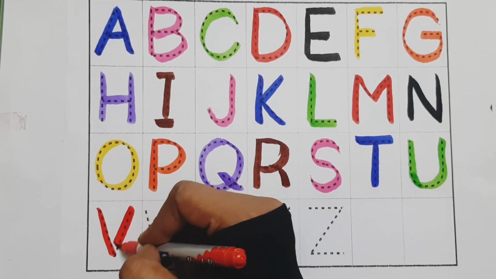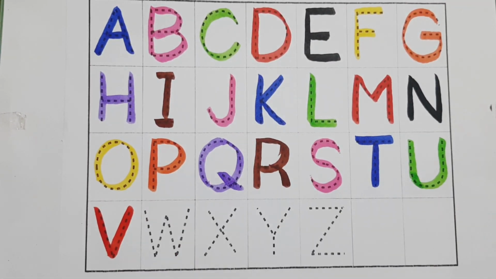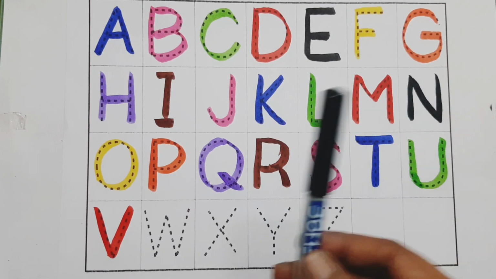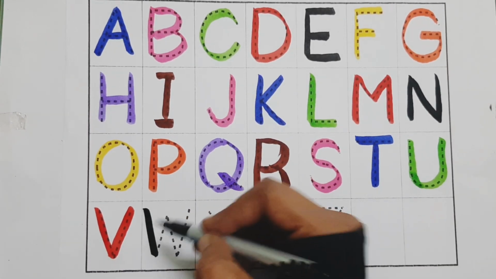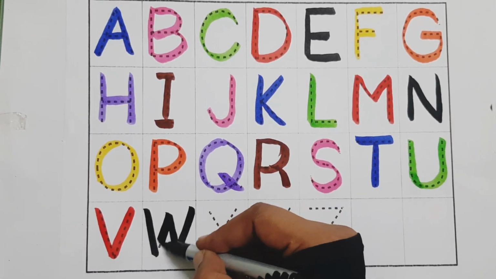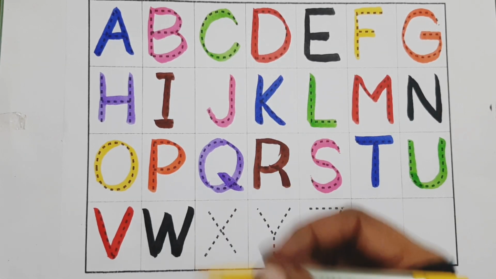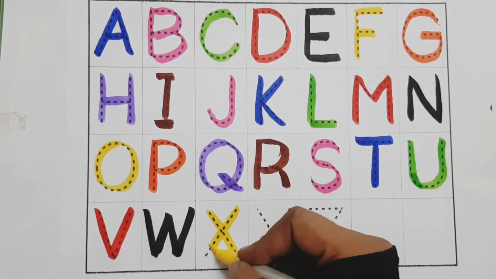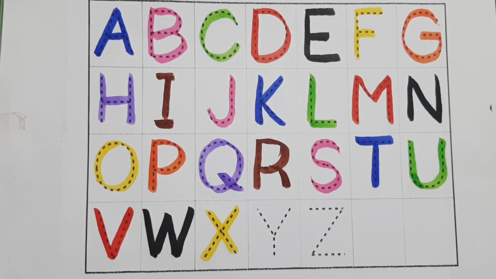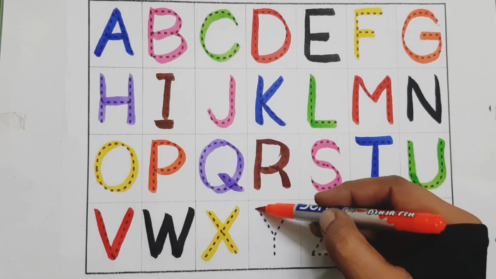V. V for van. Black color. W. W for watch. Yellow color. X. X for Xmas tree. Orange color.